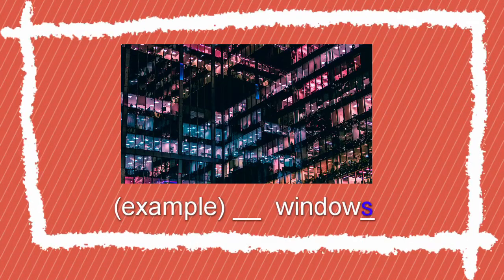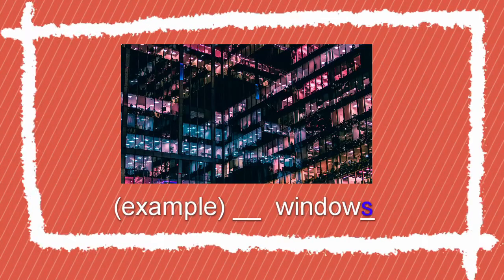Let's practice. Look at these photos and words. Decide if you need to add s or use a or an. For this example, we add s to the noun because there are many windows. We do not use a or an.